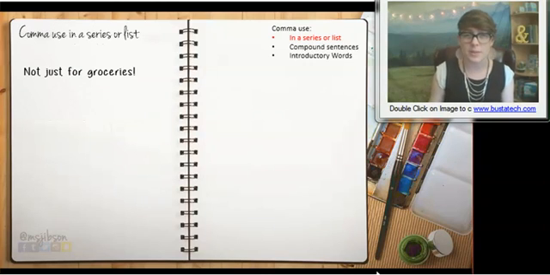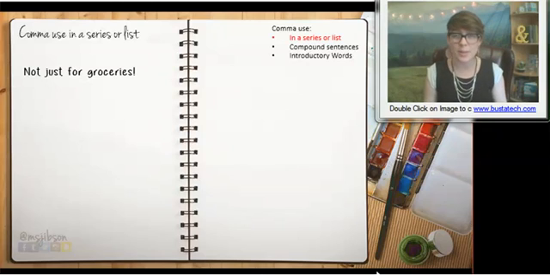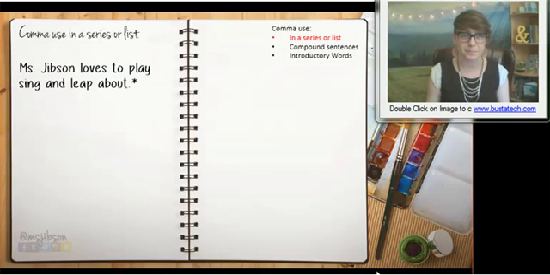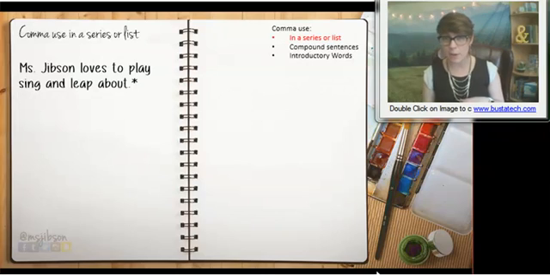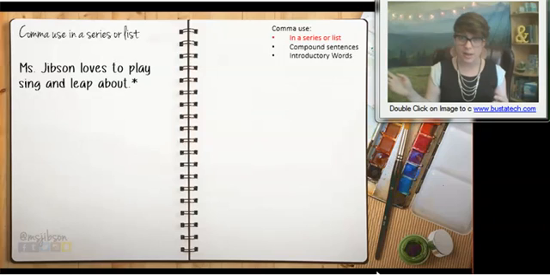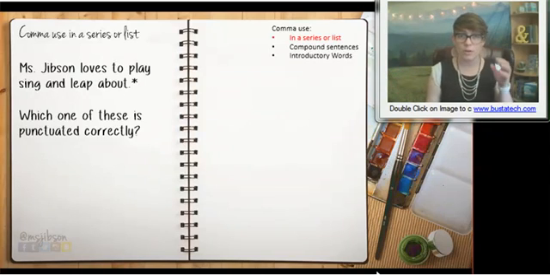Most of the time when we think about something being in a series or in a list, we think about a grocery list or a to-do list. But you use lists all the time in your speaking and writing, and those lists should be punctuated with commas. For example, if I say, Ms. Gibson loves to play, sing, and leap about, you can see I have a little asterisk by that sentence because it's grammatically incorrect. That means that there should be some punctuation in it. There's the incorrect sentence on the board. From your examples on the side, click the one that is punctuated correctly.